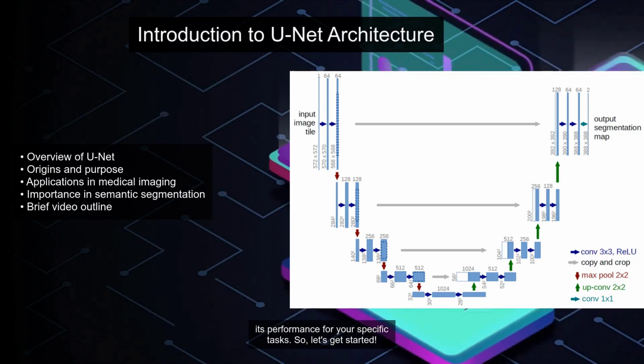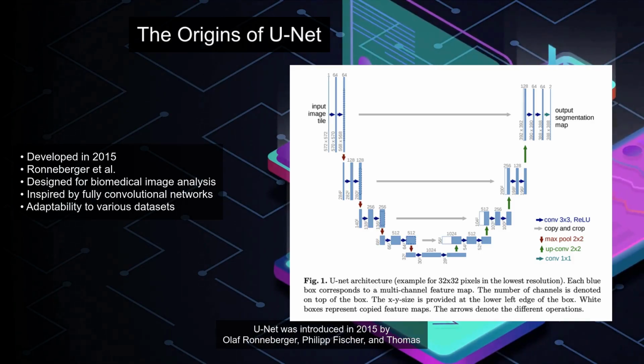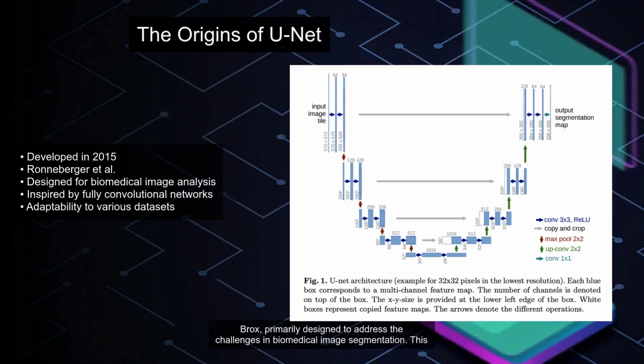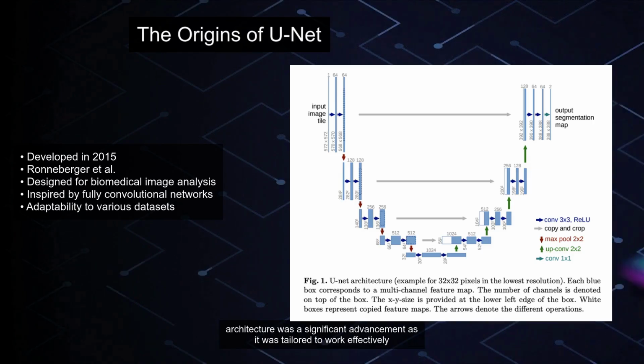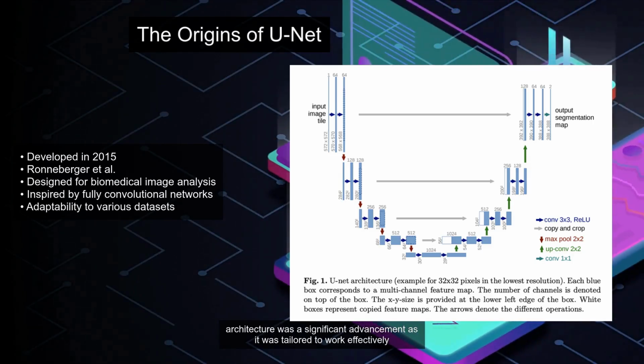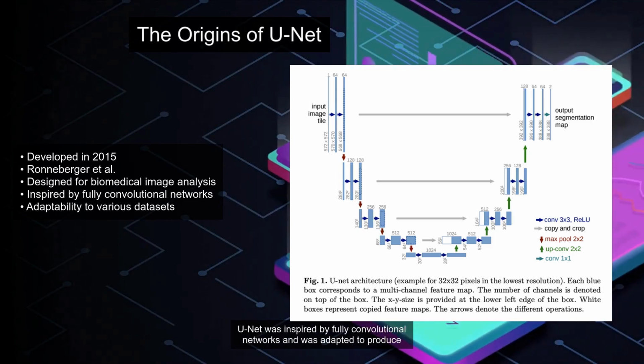So, let's get started. UNet was introduced in 2015 by Olaf Ronneberger, Philip Fischer, and Thomas Brox, primarily designed to address the challenges in biomedical image segmentation. This architecture was a significant advancement as it was tailored to work effectively with limited training data, which is often the case in medical imaging.